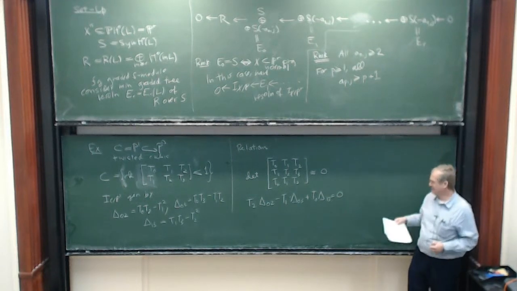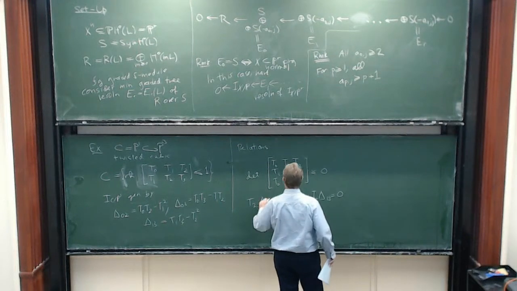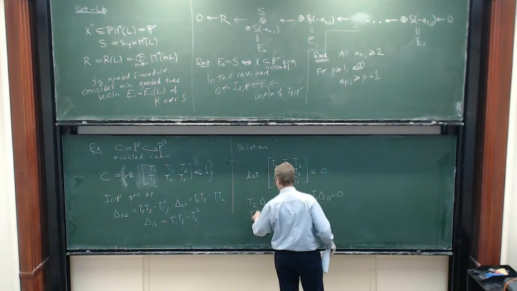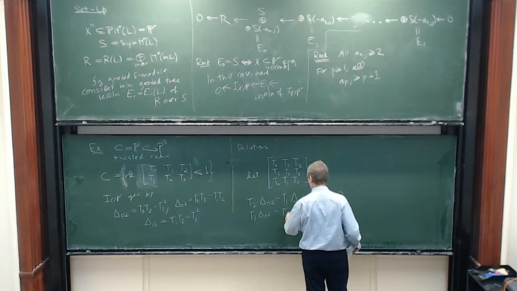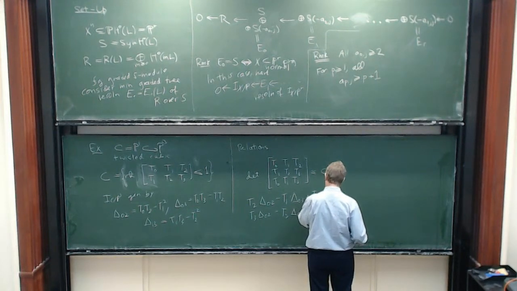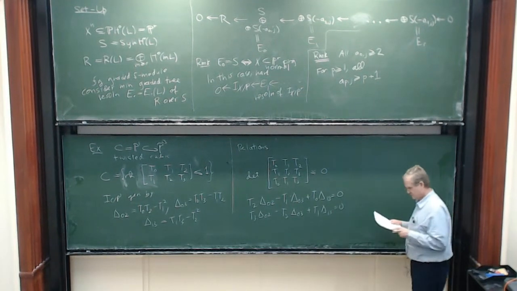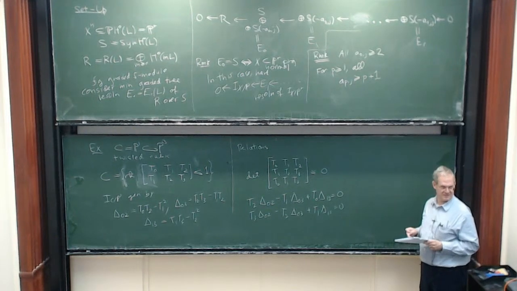And similarly, if we doubled the second row, we would get what? We would get, let's see, T3 times delta 0,2 minus T2, I guess, times delta 0,3 plus T1 times delta 1,3, if I've done my numbers right, equals 0. And this, as it turns out, these generate all the syzygies.